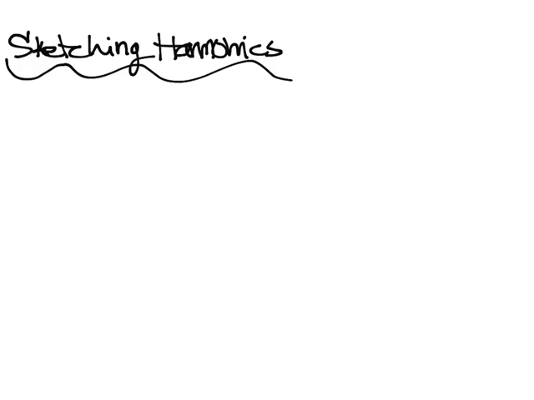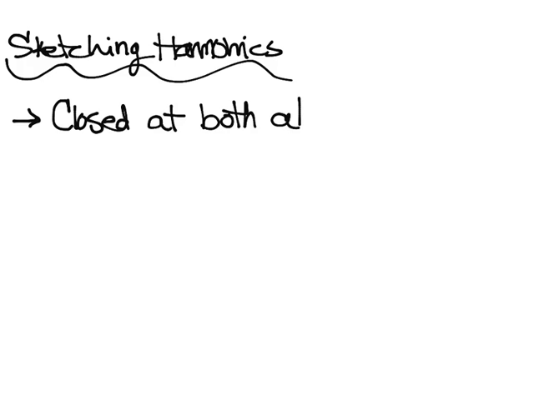So the next thing you need to do, and we'll talk a little bit more in a few days why it is that standing waves are formed, but you need to be able to sketch wave harmonics. And there are 2 types of standing waves that you'll see. There's standing waves where the medium is closed at both ends, or fixed at both ends.